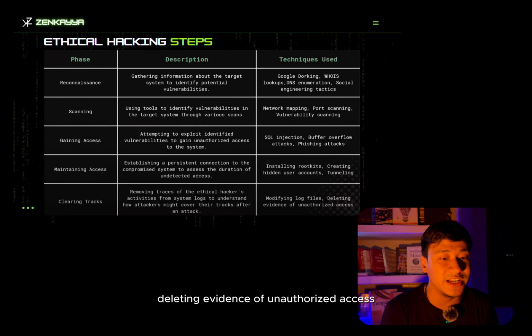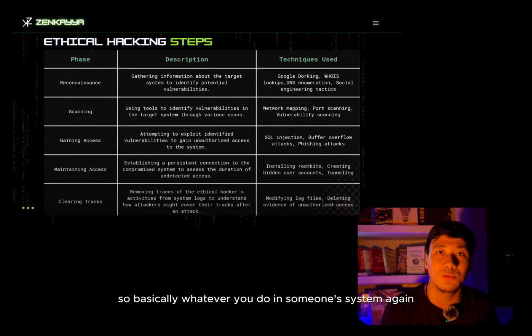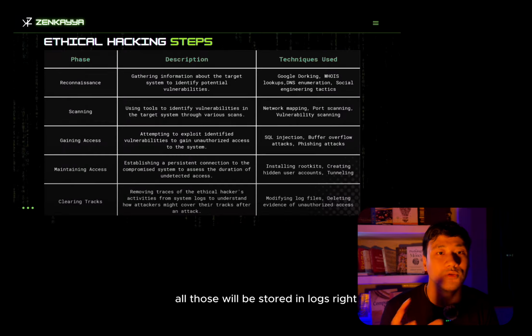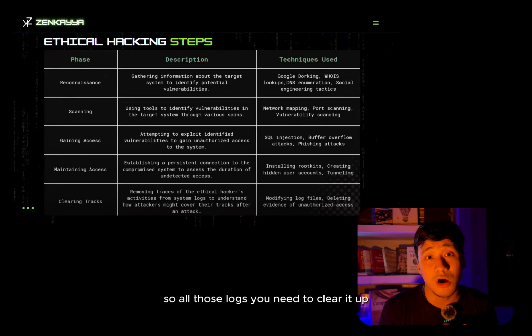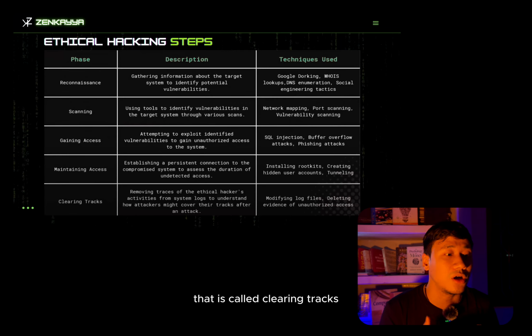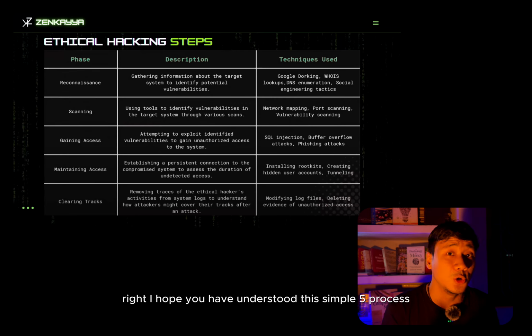Modifying log files, deleting evidence of unauthorized access. Basically, whatever you do in someone's system will be stored in logs, or in the processes that you are running. All those logs you need to clear up. That is called clearing tracks. I hope you have understood these simple 5 processes.